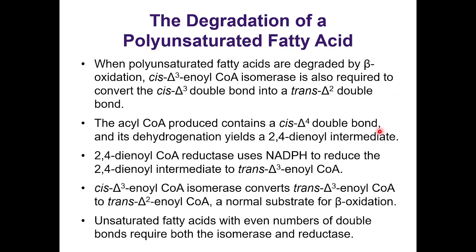The cis-delta-3-enoyl-CoA isomerase converts the trans-delta-3-enoyl-CoA to the trans-delta-2-enoyl-CoA, which is the normal substrate for your beta oxidation. So we're going to be adding some extra steps here in just a moment. Your unsaturated fatty acid with even numbers of double bonds is going to require both the isomerase and the reductase. You'll need both.